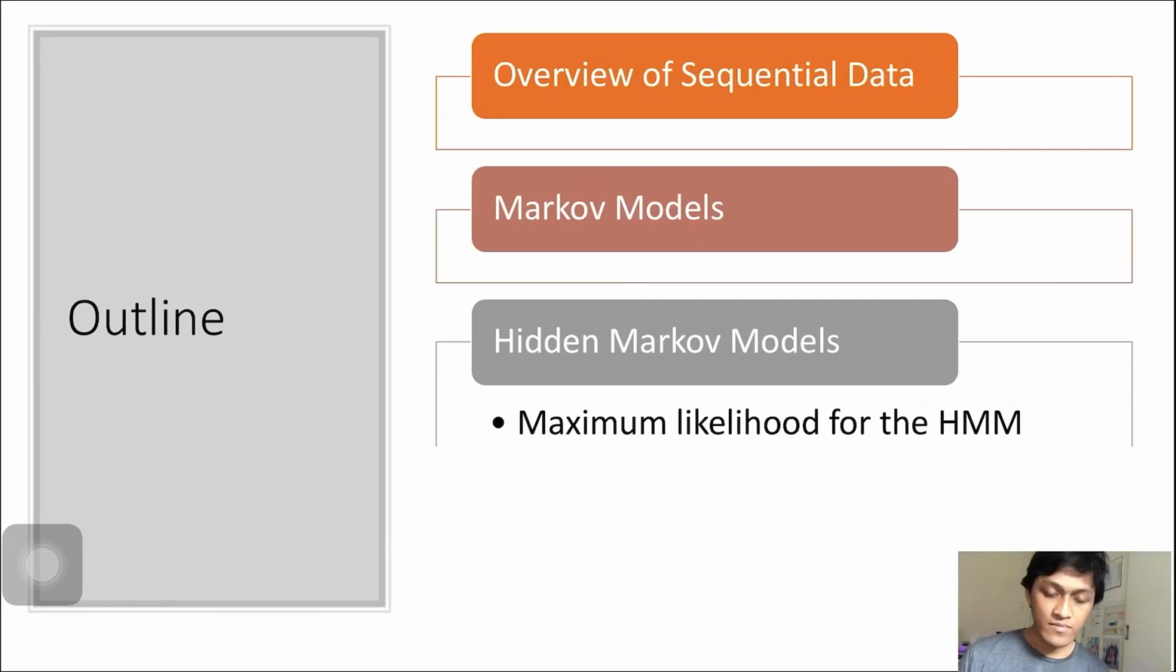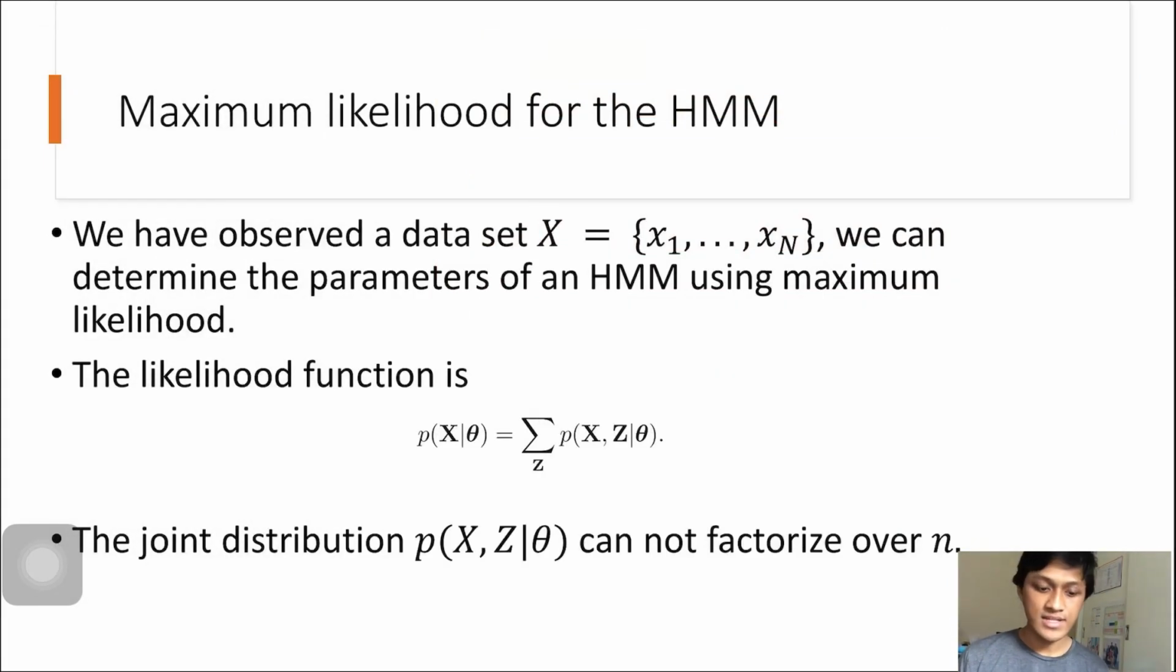So in this algorithm, suppose we have observed data, that is X equals x1 until xn, and we use this observed data to get the optimal parameters in the HMM. So we have this likelihood function, that is p(X | theta), where theta is the parameters of the HMM, equal to the sum of p(X, Z | theta).